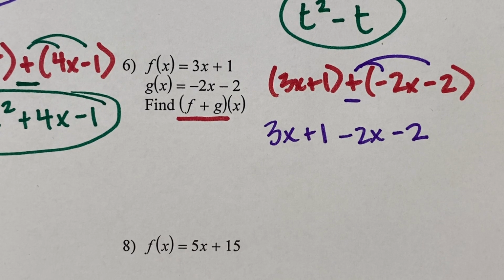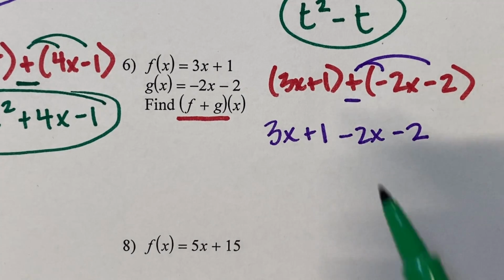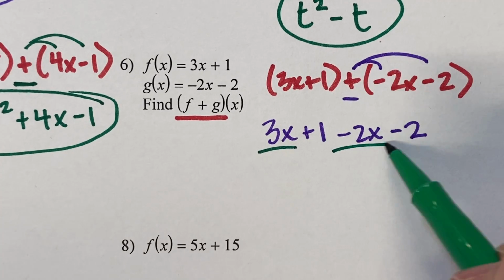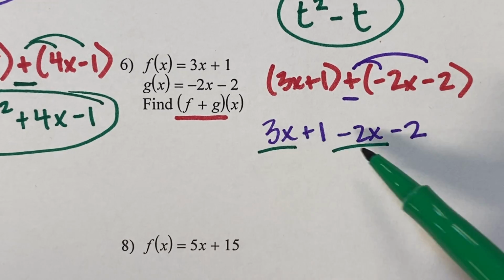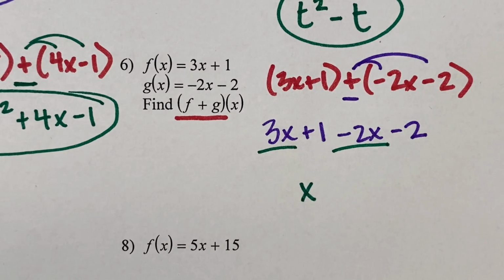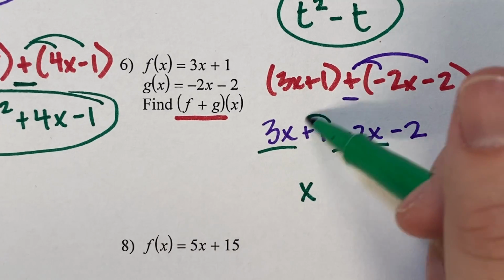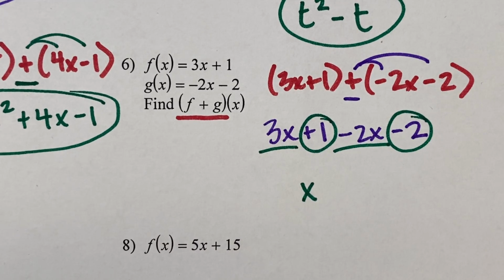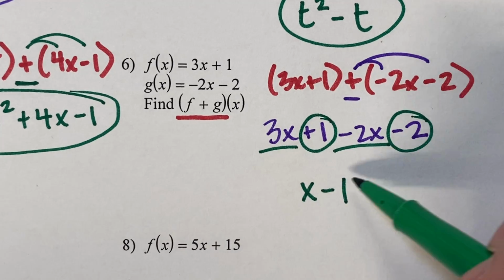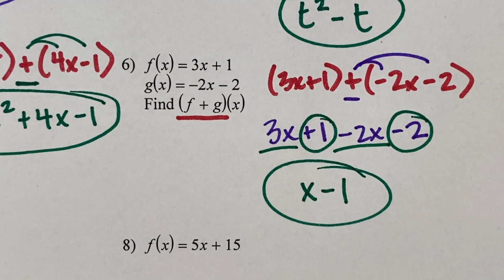Okay, and now we need to see if I have any like terms that I can combine. Well, I do. I can combine 3x and negative 2x. 3 minus 2 is just going to give me 1, or just 1x. Then I have 1 minus 2, which gives me negative 1, so x minus 1. Awesome.